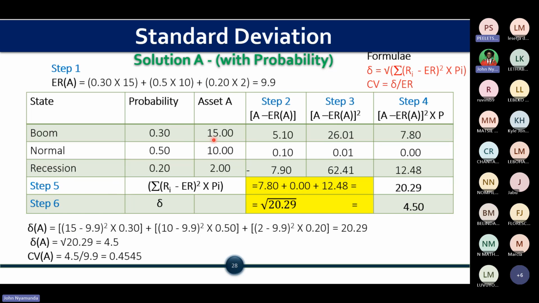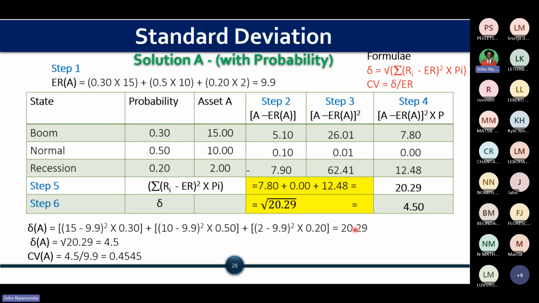So we're going to say 15 minus 9.9, which is the expected return, squared, remember to square, times 0.3, which is the probability. Then you put your answer down. 10 minus 9.9 expected return, squared, times 0.5, plus 2 minus 9.9, squared, times 0.2, equals 20.2.